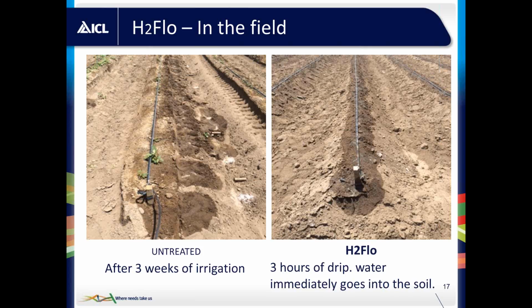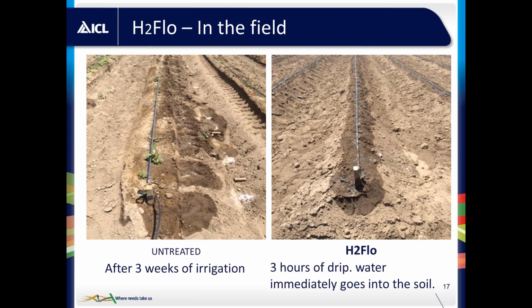This slide shows you H2Flo in the field. This is taken from some work done in California. And the issue they had here was that it had a surface drip emitter, and the problem was the water was just running off the side of these raised furrows, and it wasn't going down quickly enough into the soil, so they were having to put on a huge amount of irrigation water to try and wet up the soil.